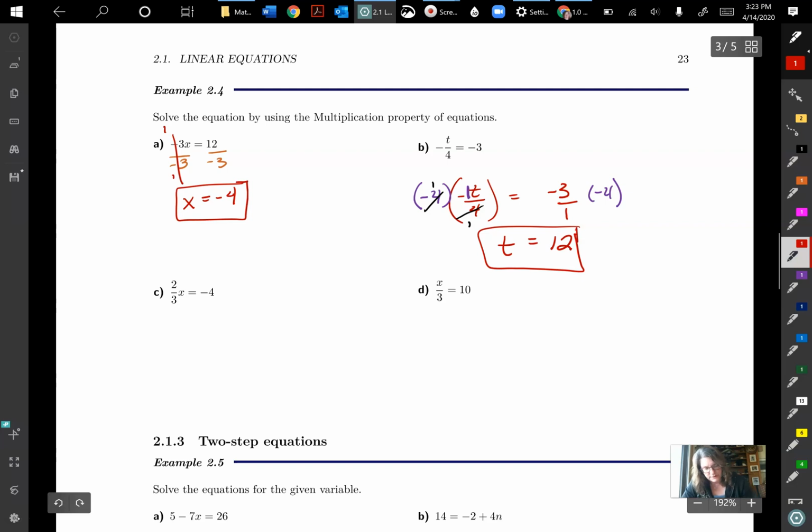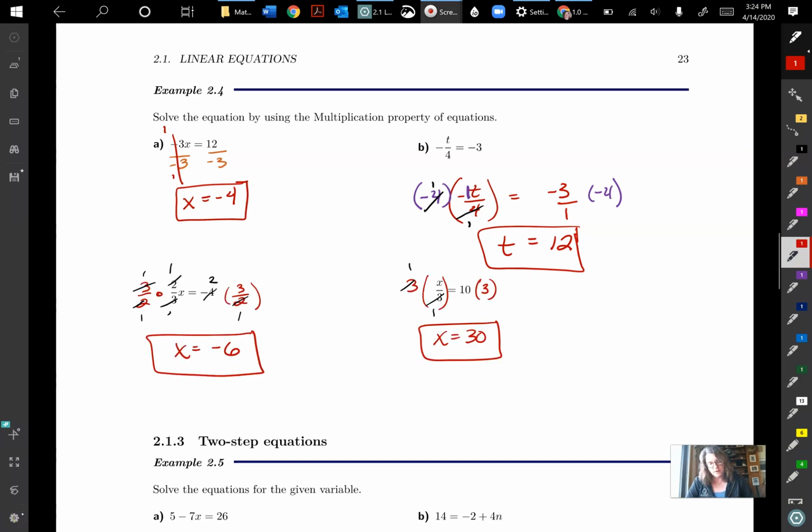So on part C here, you can just multiply both sides by the reciprocal. And on D, multiply by 3. So go ahead and try that and then look back to see your answers in the video.